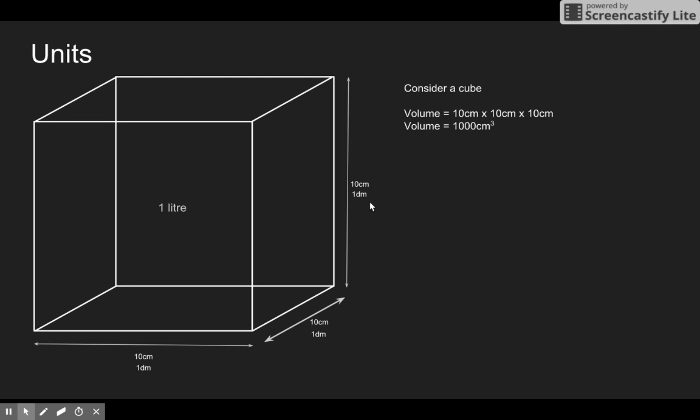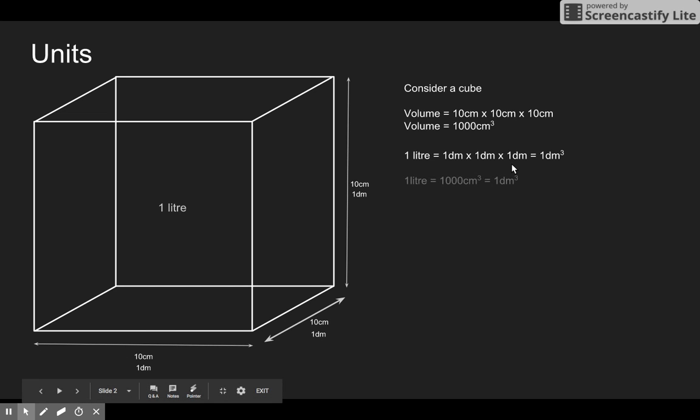If you consider here, we've got 1 decimeter. 1 centimeter is 1/100th of a meter. 1 decimeter is 1/10th of a meter. 1/10th of a meter is the same as 10 centimeters. So this distance here, if it's 10 centimeters, it's also 1 decimeter. So 1 litre, remember this cube is 1 litre, is equivalent to 1 decimeter times 1 decimeter times 1 decimeter, which is 1 decimeter cubed.